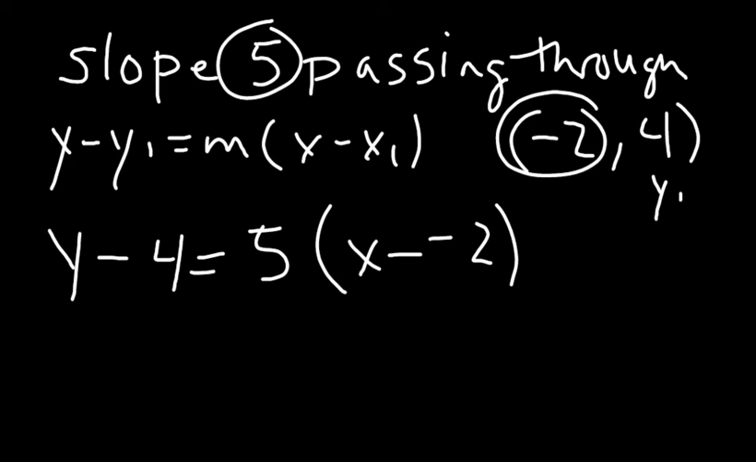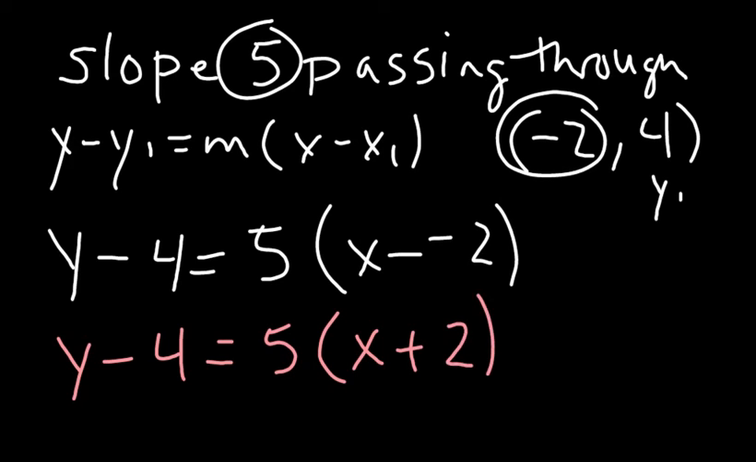Now, there's one more step when you have this. Can anyone see what the one more step is going to be? That right there needs to turn into a plus. It doesn't need to stay minus a negative. So all you have to do is copy it all down again. And you just have to write x plus 2 because minus a negative is plus. And here's your final answer.